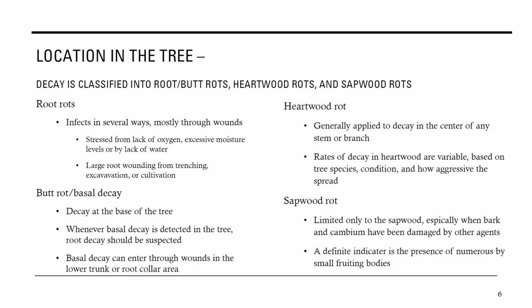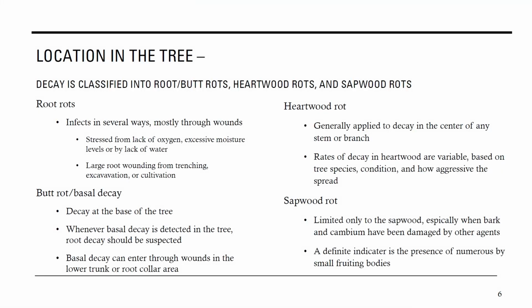Butt rot and basal rot are decay at the base of the tree. We should suspect anytime we have basal rot that we might have root rots. And basal rots can also enter through wounds in the lower trunk or root collar area. So even little weed whackers damaging your trees. We also have heartwood rots. If you think of the center of the tree, that is your heartwood area, where it's mostly decaying away the deadwood or the heartwood of the tree.